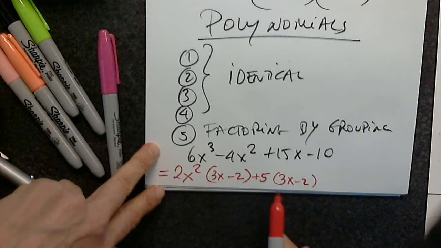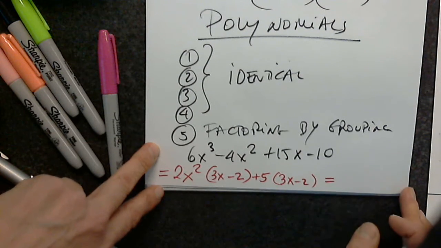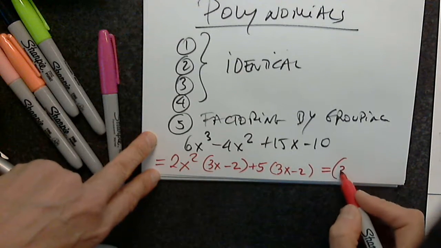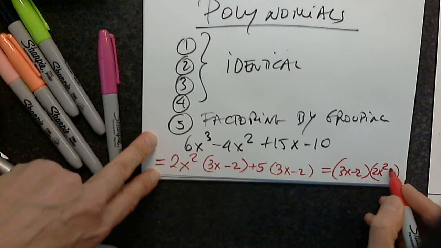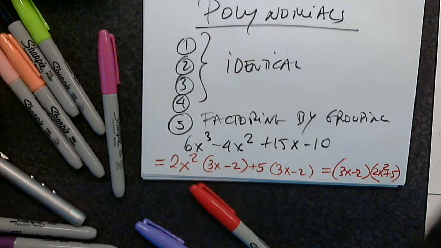Plus 5. Let's check. 5 times 3x? Yes. 5 times negative 2? Yes. What is the common factor that comes out now? 3x minus 2. This is the end of factoring, but these are all sections 6.1 through 6.5.